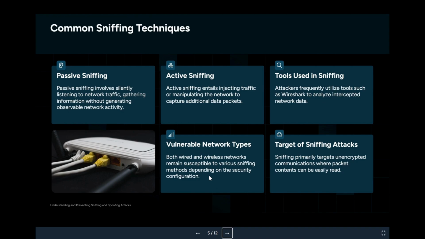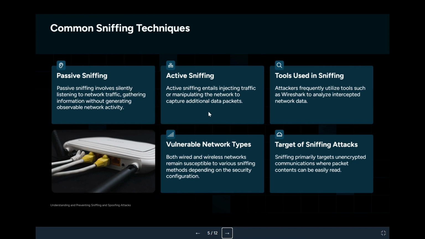Several different sniffing techniques. Passive sniffing means quietly observing network traffic. The attacker doesn't modify anything, they simply collect information. Active sniffing involves manipulation of the network slightly to capture more data.